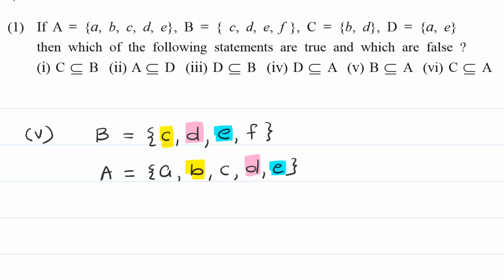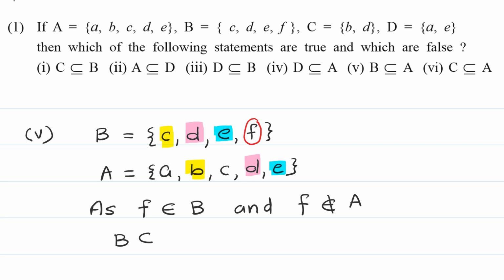But if an element of set B is not present in A, then B subset of A is false. So as F belongs to set B and F does not belong to set A, B subset of A is false.